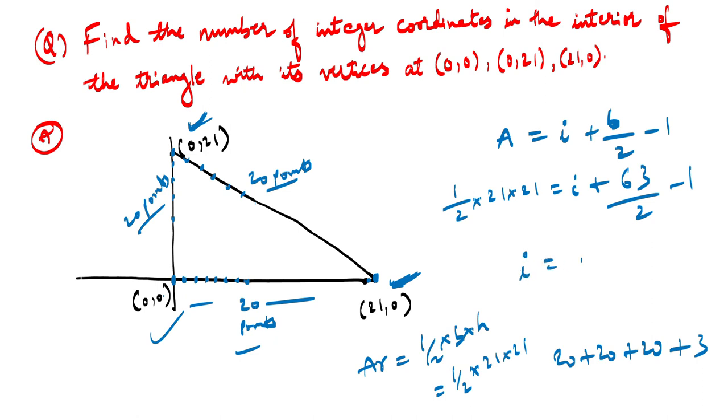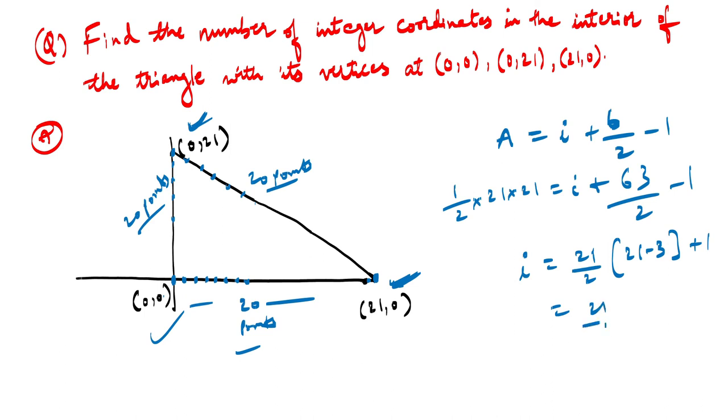So I will be equal to 21 by 2 into 21 minus 63 by 2 plus 1. So this will be equal to 21 by 2 into 18 plus 1, so 21 into 9, which is 190. So the number of integer coordinates in the interior of this triangle is 190. So this is how we apply Pick's theorem.